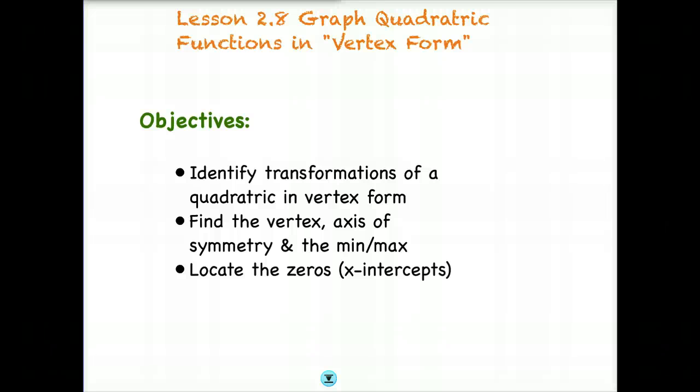Welcome to lesson 2.8. We are going to graph quadratics that are in vertex form. Last lesson you learned the basics about quadratics, and now I'm going to show you what they look like when you graph them. We are going to identify the transformations. We are going to identify the vertex, the axis of symmetry, as well as the minimum and maximum. We'll also locate the x-intercepts, which we'll call zeros from now on.